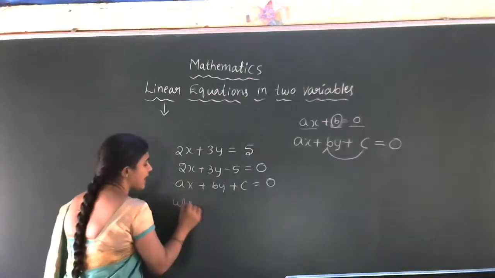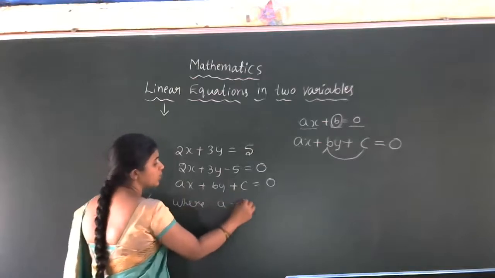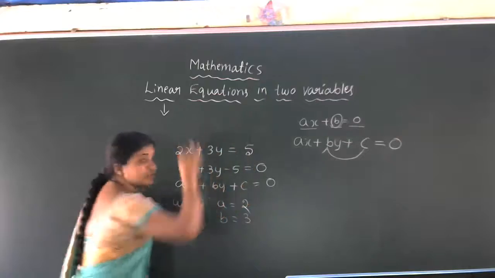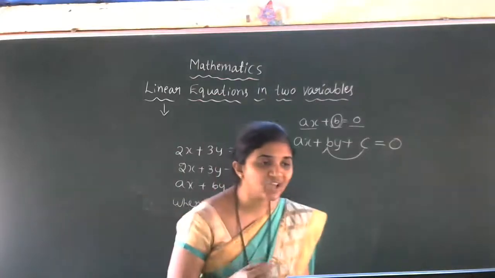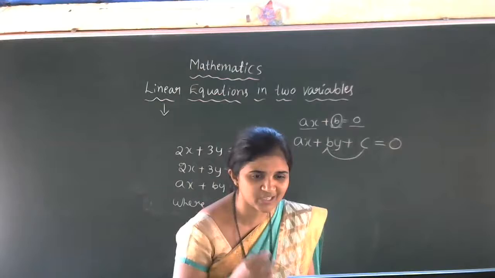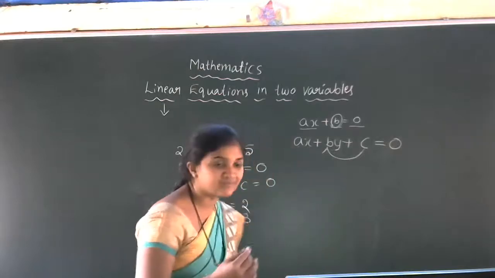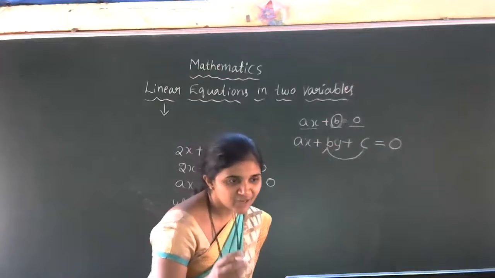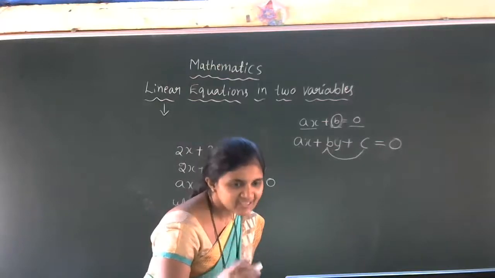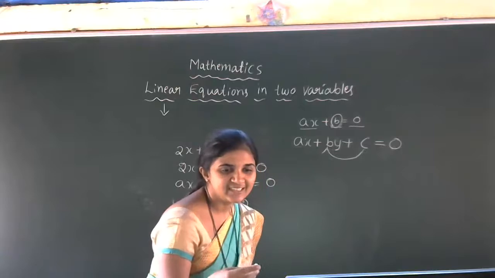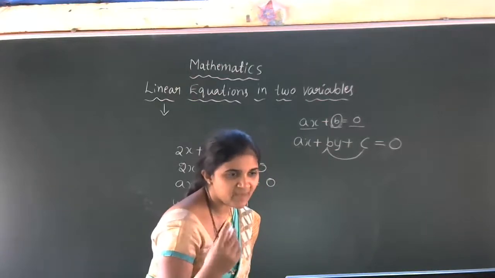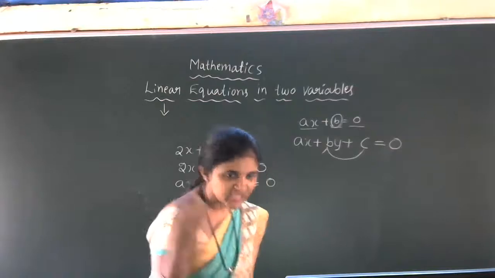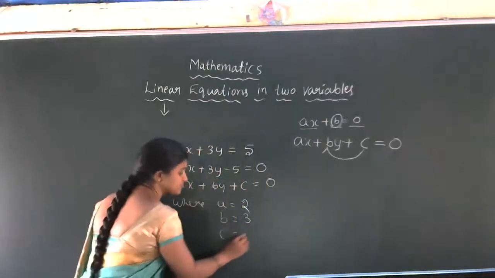Where, what is the value of a? a is equal to 2. b is equal to 3. What is the value of c here? What is the value of c? Vaishnavi says minus 5. Danya says minus 5. Is there any different answer? Minus 5, yes, very good. The c value is minus 5.